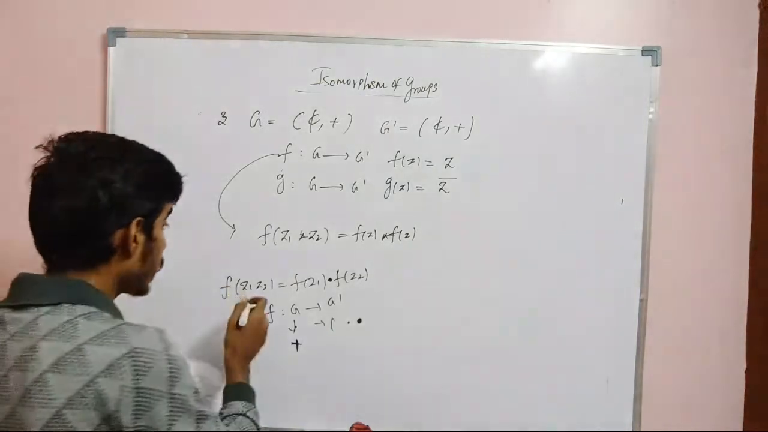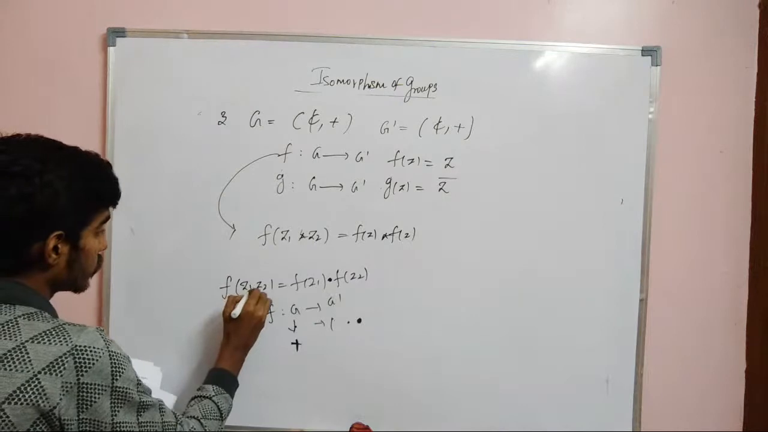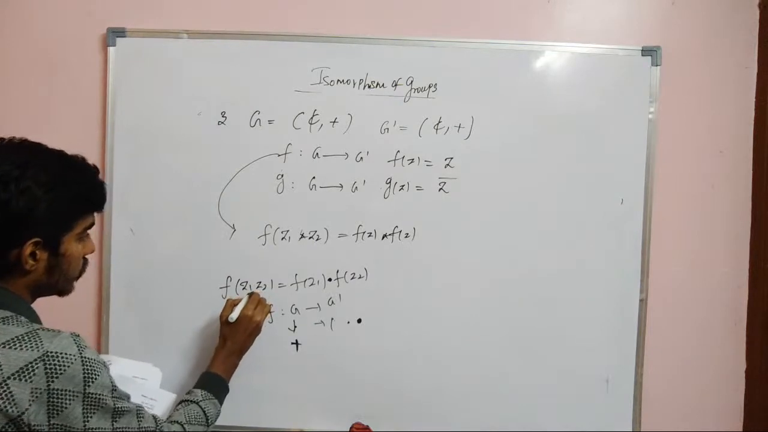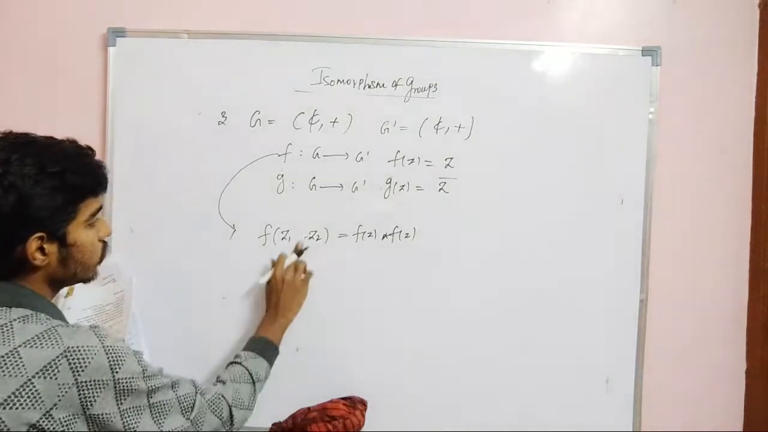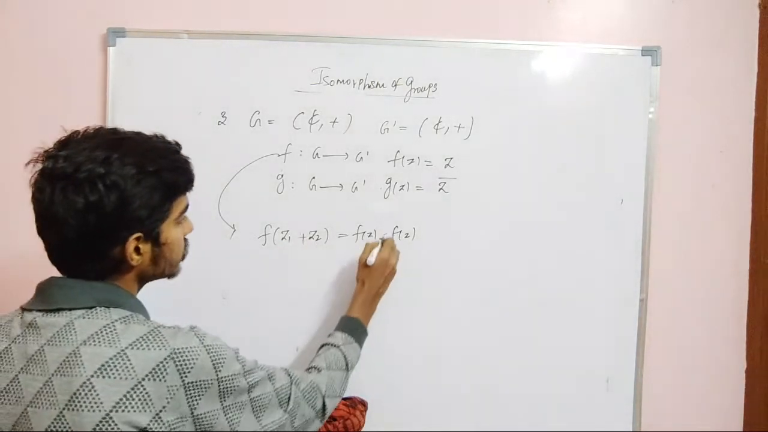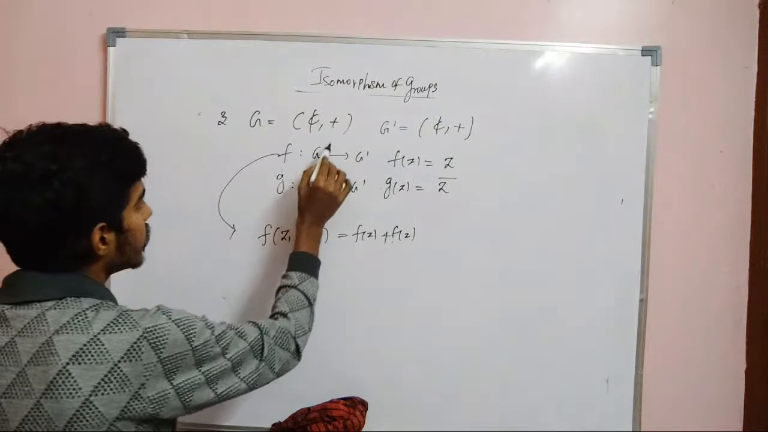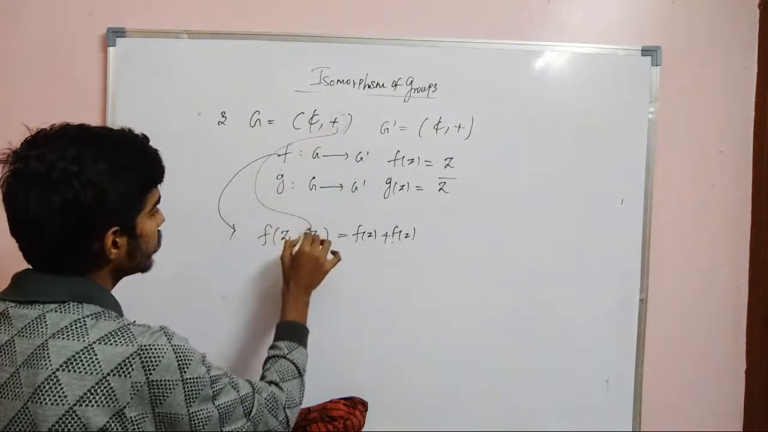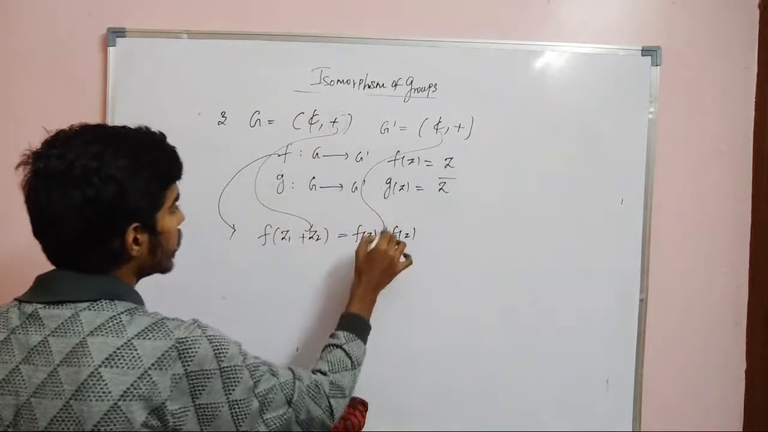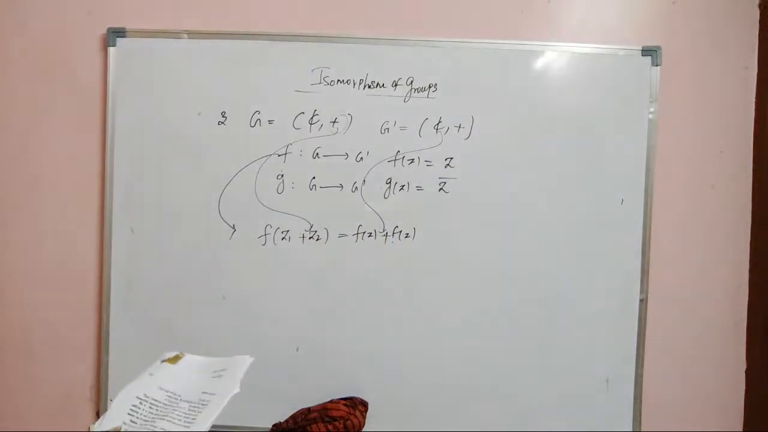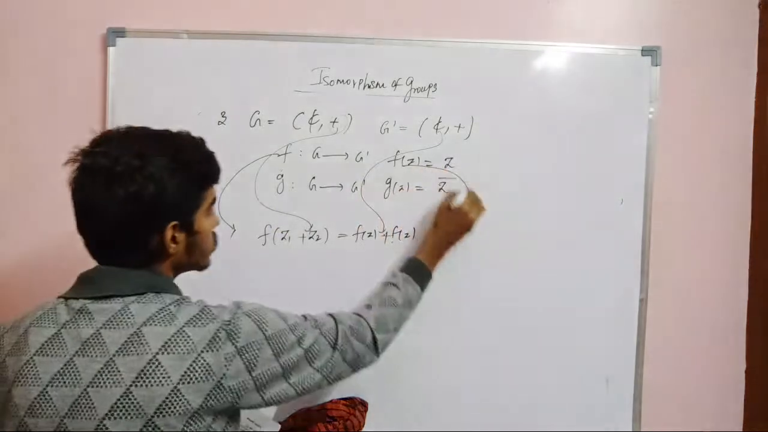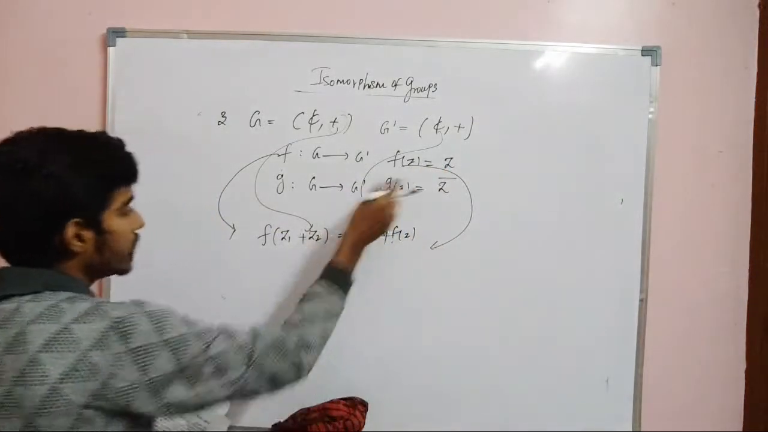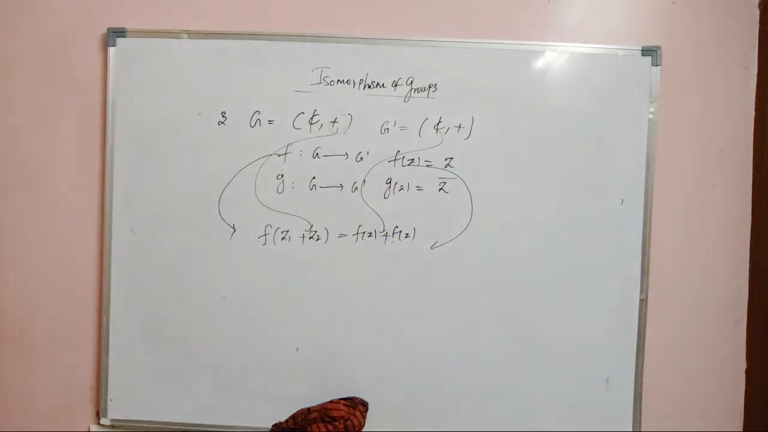So here we will have f of z1 plus z2 is equal to f of z1 plus f of z2. You can see here the operation is addition, and here the operation is also addition. So therefore our output will be f of z1 plus f of z2. Again you can see this map is one-one onto, and clearly this will satisfy.